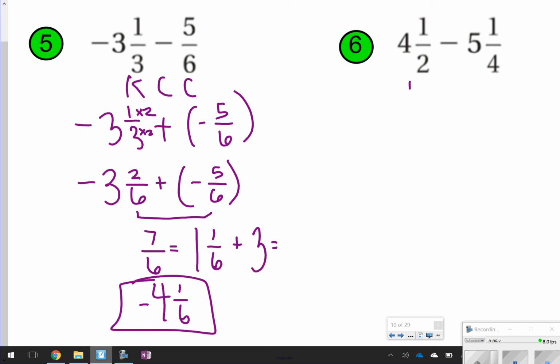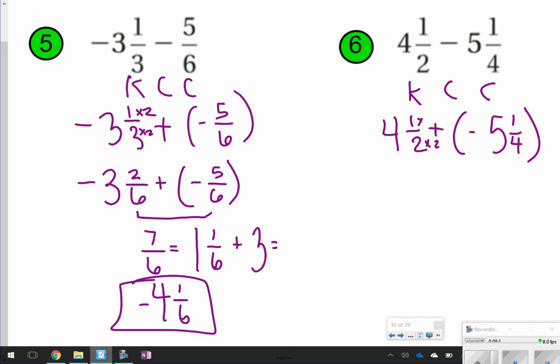Number 6, I'm going to go ahead and keep change as well. 4 and 1/2 plus negative 5 and 1/4. I'm going to change everything to a fourth, so multiply these two by 2 to get 4 and 2/4 plus negative 5 and 1/4. I do need to subtract, and notice I can't subtract the larger fraction 5 and 1/4 minus 4 and 2/4. So I'm going to change both of these to improper fractions.